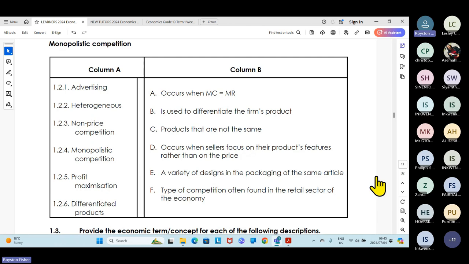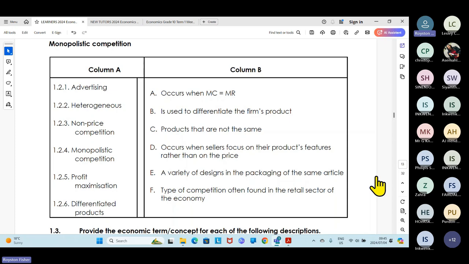So let us compare advertising. So those of you that said it's E, the answer is a variety of designs in the packaging of the same article. Those of you that said it's B, used to differentiate from the company's product. And those of you that said it's B, you're correct, because if you think of advertising, every advertisement that you've seen so far is different. So unfortunately, it cannot be E. So 1.2.1 is B. Thank you to the schools that participated and shared their answers.